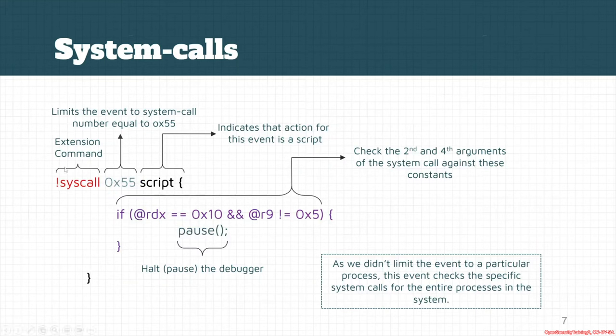Again, we have another example. In this example, we want to intercept a specific syscall. The only argument currently to the !syscall command is a syscall number. If you want to intercept just a specific syscall number, you can put its number here. For example, in this example, we use 0x55 in hexadecimal format. We just want to intercept this system call, and in the system call, I try to pause the entire debugger if the RDX register is equal to 0x10 and R9 is not equal to 0x5. This is how we check for the parameters.